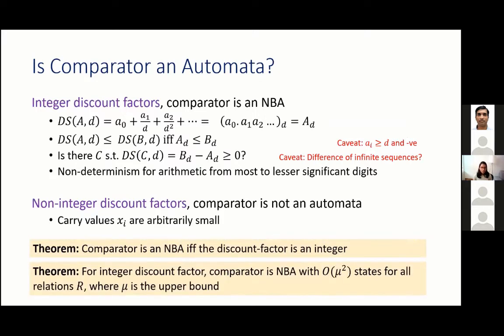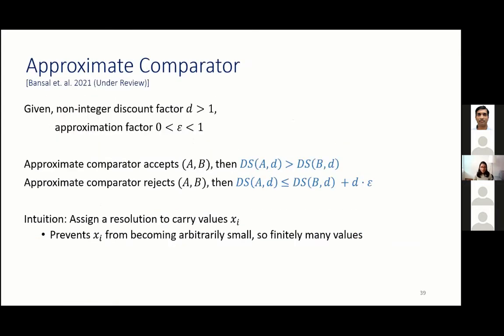But there is still something to say about the number of states in the comparator. For integer discount factors, if the upper bound is mu, then the comparator is fairly compact. It simply has order mu square number of states in all, right? And it is a non-deterministic Büchi automata. But can we do something about the non-integer discount factors in order to get a comparator which is a Büchi automata? And for that, what we do is we use approximations.